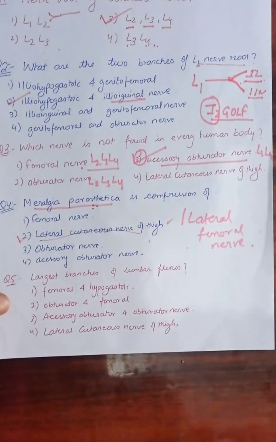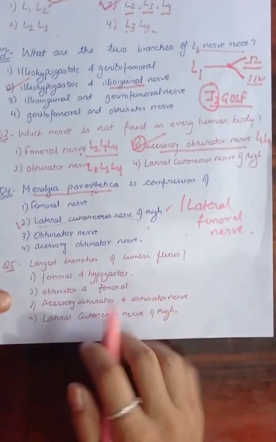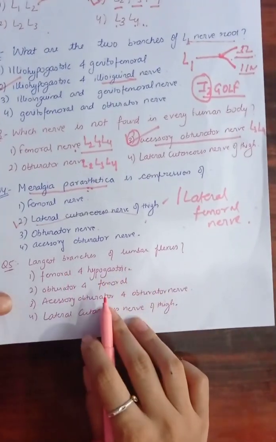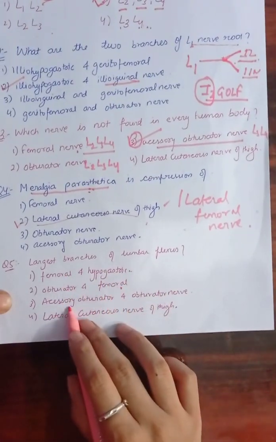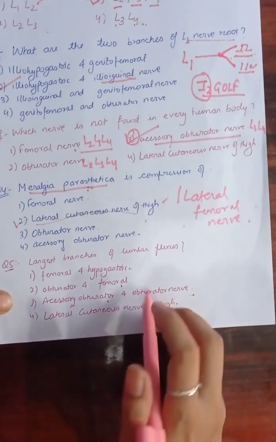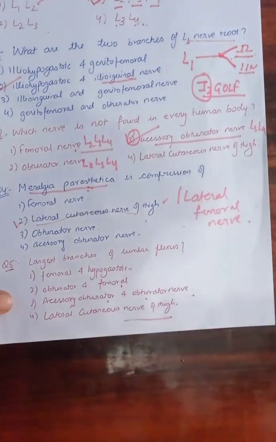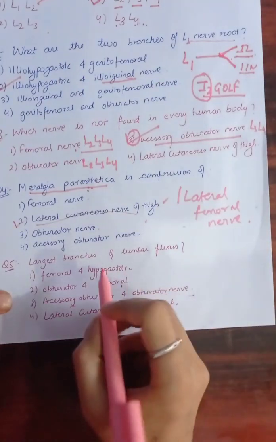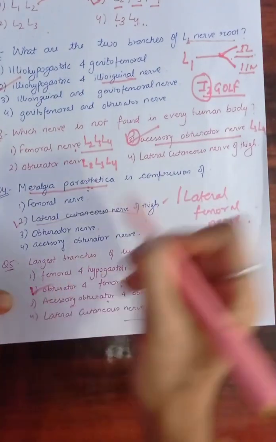Now the last question is, the largest branch of the lumbar plexus? The following options are given. First one is femoral and hypogastric, then obturator and femoral, then accessory obturator and obturator nerve, and the last one is the lateral cutaneous nerve of the thigh. So the correct option is the obturator and the femoral nerve.